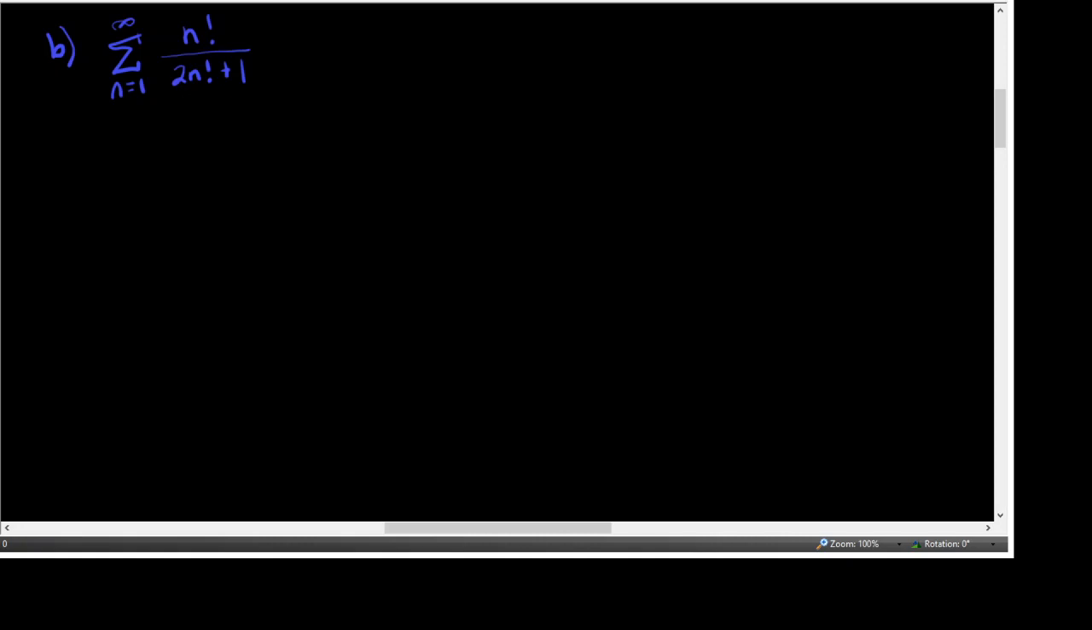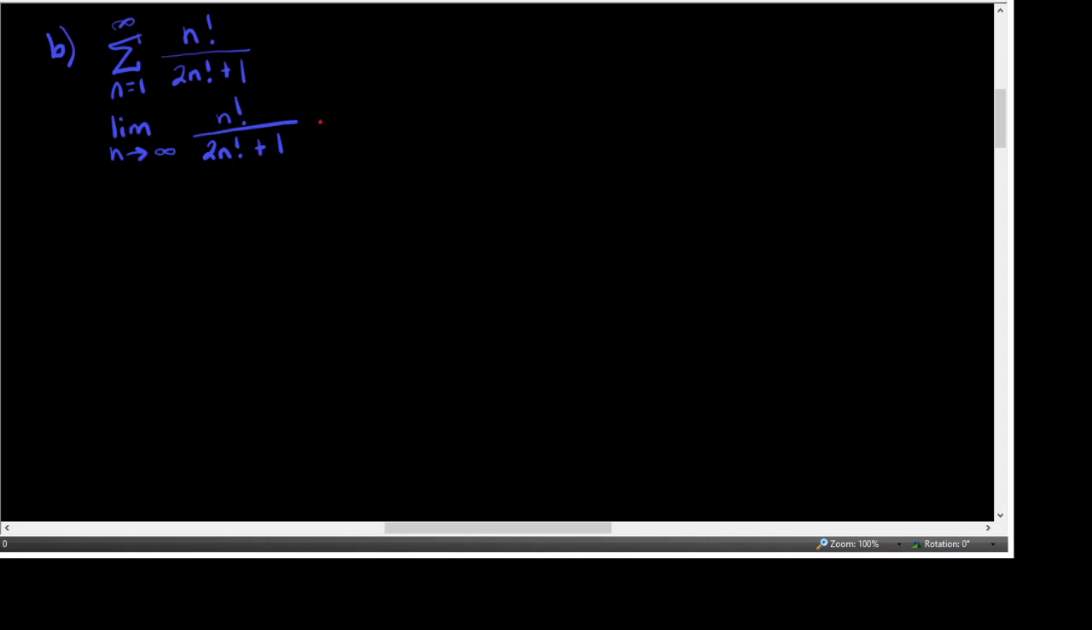Well, I'm going to try the nth term test and see what happens. So I'm going to take the limit as n approaches infinity of this nth term, n factorial divided by 2n factorial plus 1. And I can't use L'Hopital's rule, by the way, because I can't take the derivative of a factorial. It's just not a continuous function that has a derivative. So we're going to have to think of an algebraic trick to make this work.